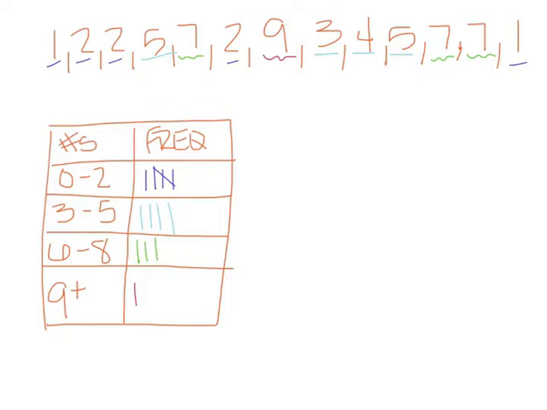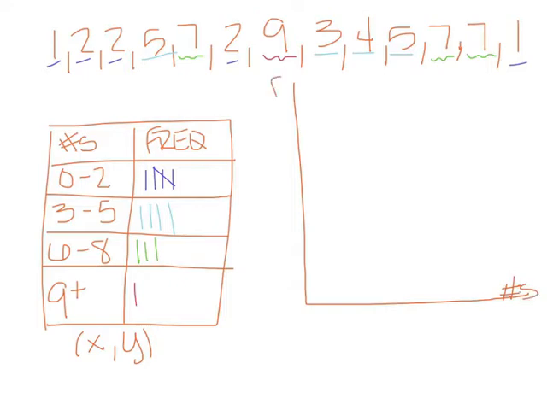So now we need to do our histogram. A histogram is just the positive quadrant. So if I were to look at my frequency table as an XY chart, the x-axis would be the numbers, the y-axis would be the frequency. So we're just going to take the information from the frequency chart, put it on the histogram.